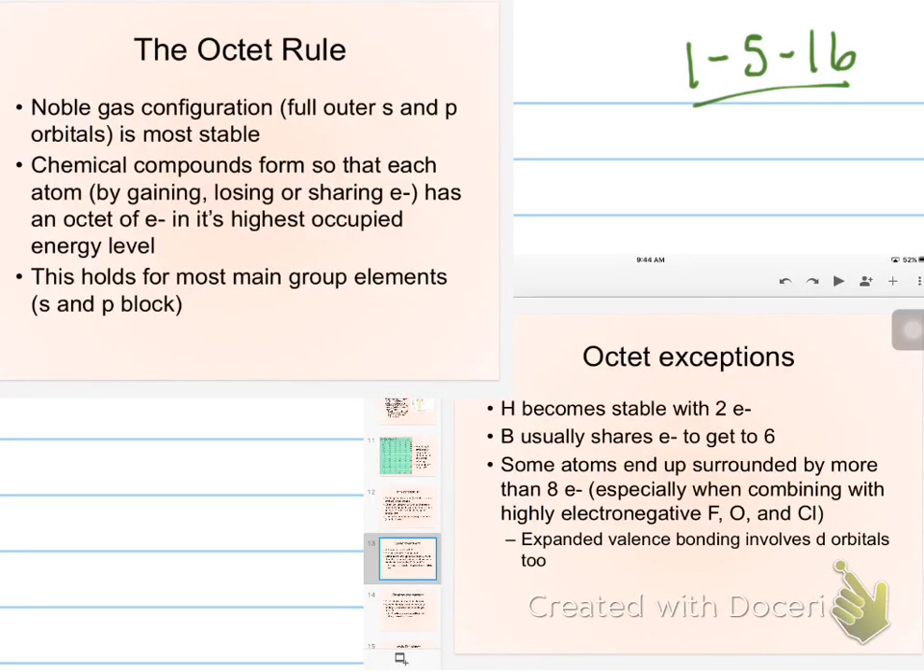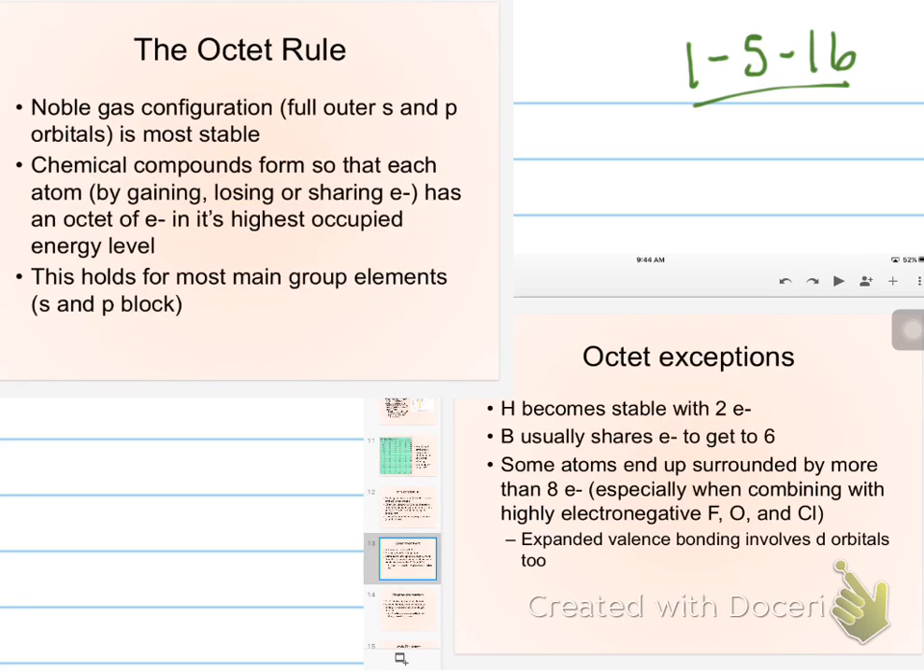We had been talking a little bit yesterday about the octet rule, that everything wants to have this full outer configuration. Everything wants to have a full s and p because it's stable, and they have low energy that way. They're very stable. There are a few exceptions to the octet rule. We talked briefly about those.